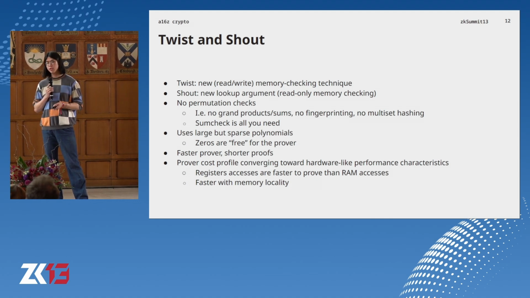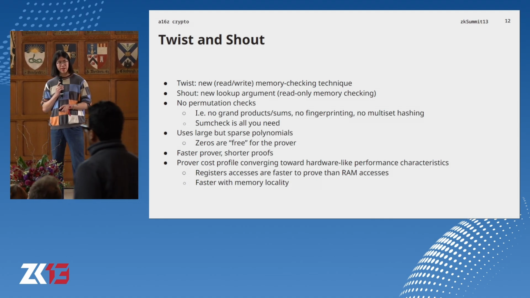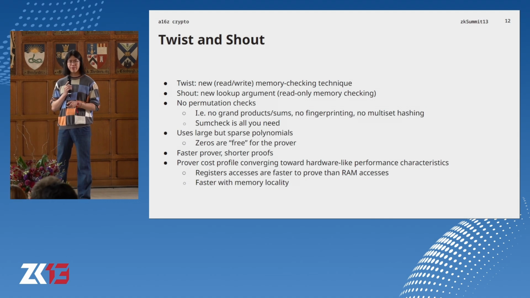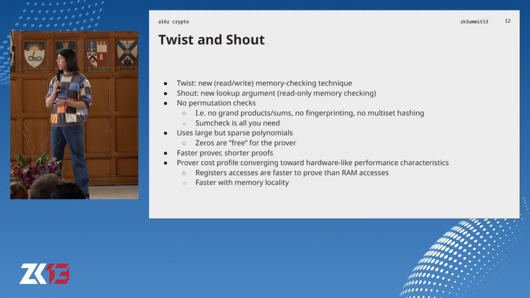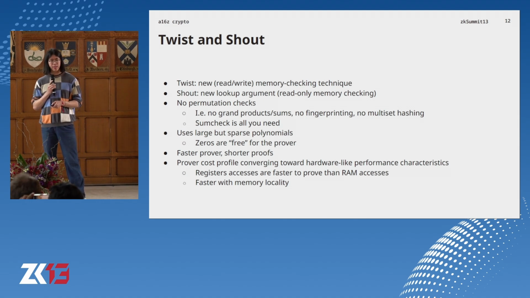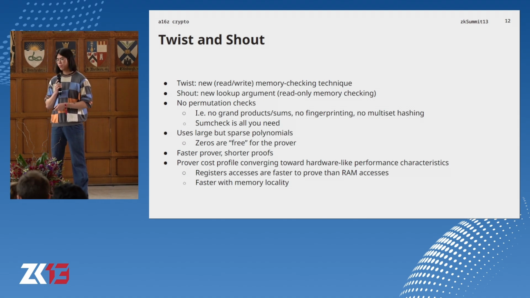They use large but sparse polynomials, leveraging the fact that zeros are basically free for the prover as long as you use an elliptic curve-based commitment scheme. And this results in a faster prover and shorter proofs. We'll see some preliminary performance numbers in a later slide.